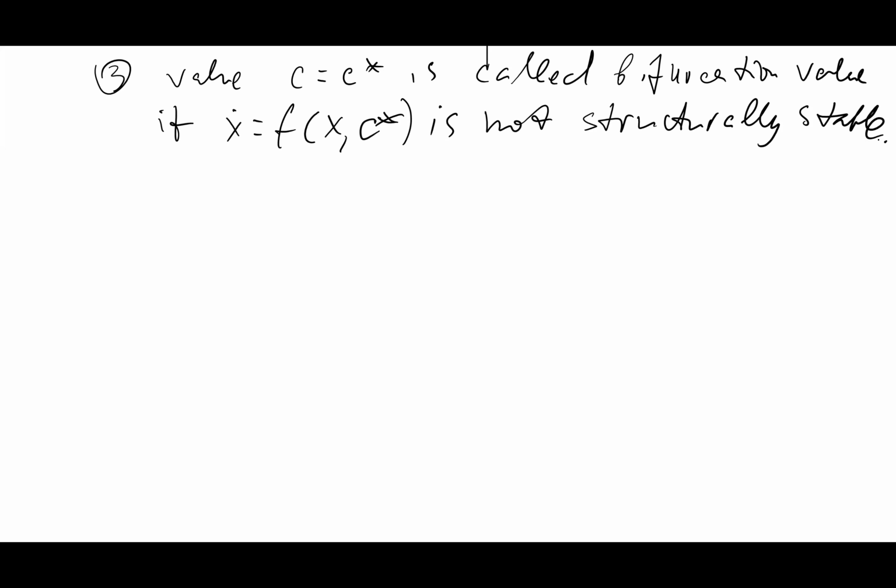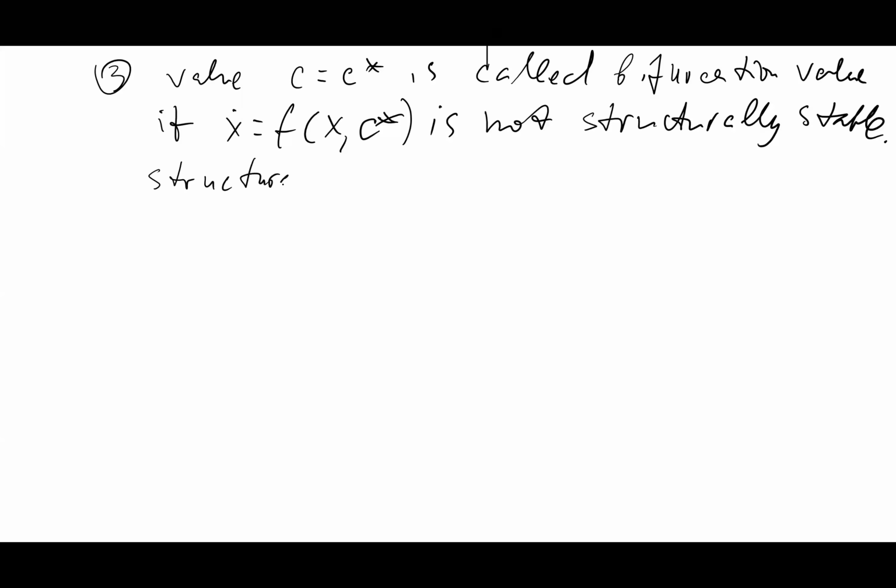So this means that in the vicinity of C star, there are values of C such that the number of fixed points or their stability pattern is different. This second definition about structural stability can be stated in terms of a delta neighborhood. Let's put it like this.